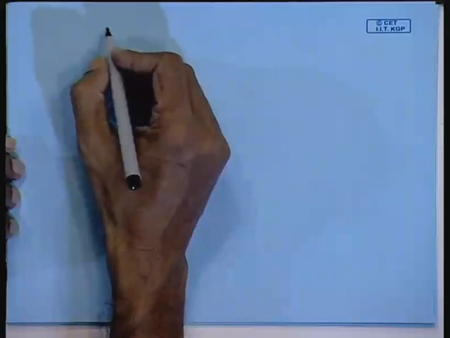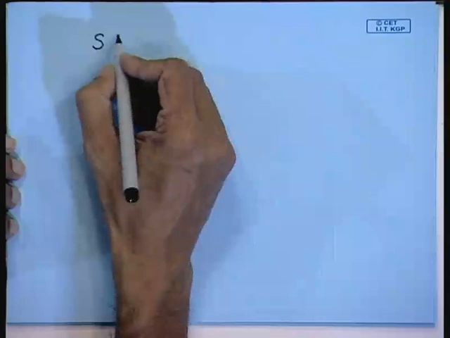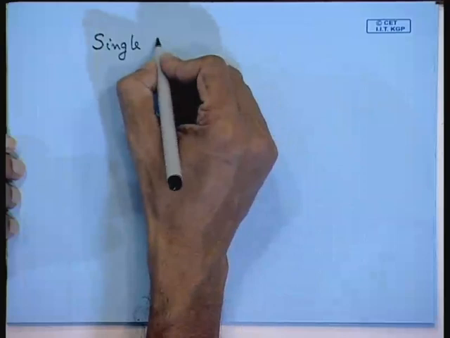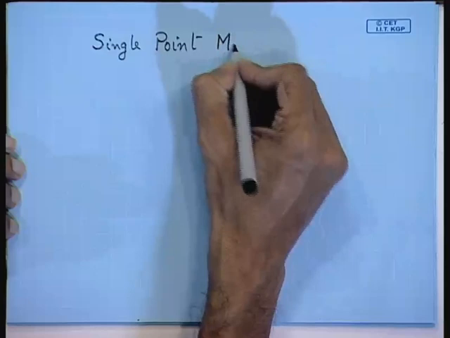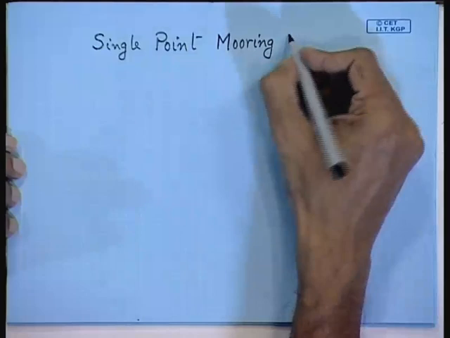So we will continue with single point mooring systems, which are the most widely used. Now there are various forms. So these are called single point moorings or single point mooring buoys, to be more precise.